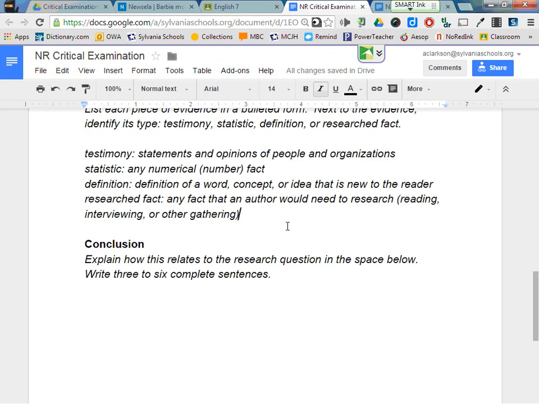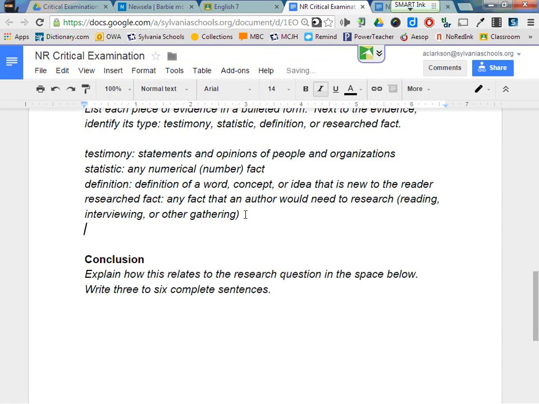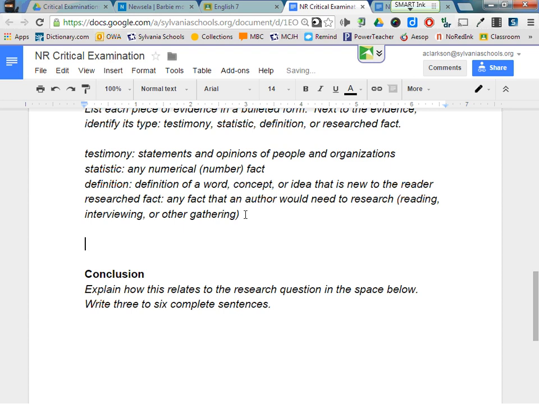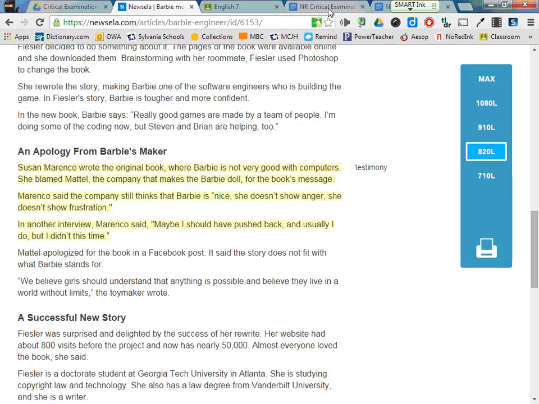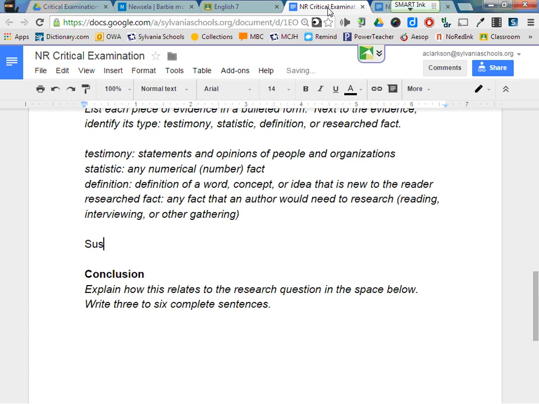So I found some testimony. I go to my critical examination, and I can write this. What was her name again? Susan Marenko. Susan Marenko's statements about the book. Testimony. It's that simple. I very quickly and clearly describe what the information is and identify it as one of the four types. So I found testimony.